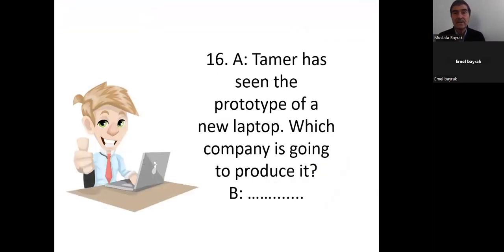Okay. 16a. Tamer has seen the prototype of a new laptop. The first type, prototype. From that prototype, lots of laptops will be produced. Okay, which company is going to produce it? XY company is going to produce that laptop. Okay.